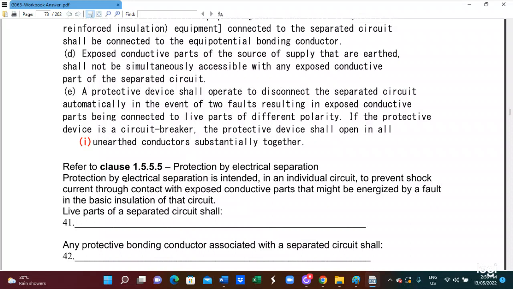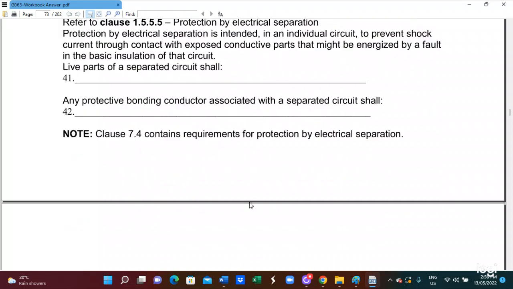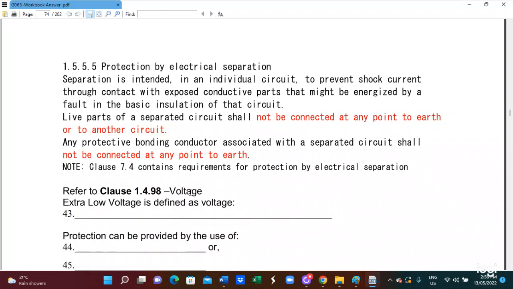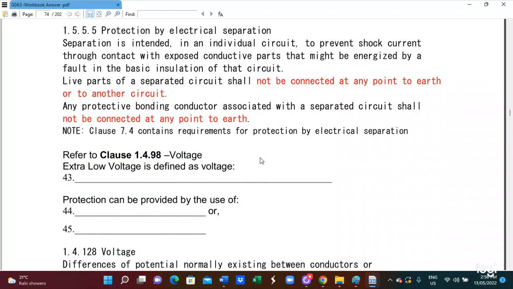So, protection by electrical separation. Protection by electrical separation is intended for an individual circuit to prevent a short circuit through the conductor to a conductive part that might be energized by a fault in the basic insulation of the circuit. The separated circuit must not be connected at any point to another circuit. So this is an important aspect. If you use protection by electrical separation, the circuit shall not be connected at any point to another circuit. So any protective bonding conductor associated with the separated circuit shall not be connected at any point to earth.